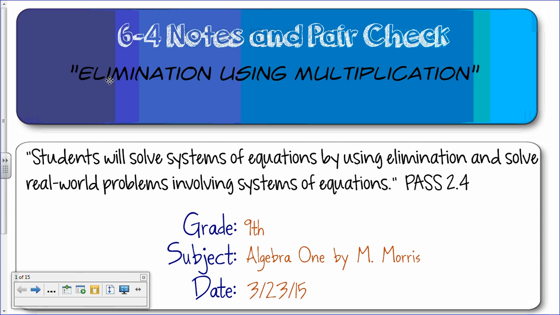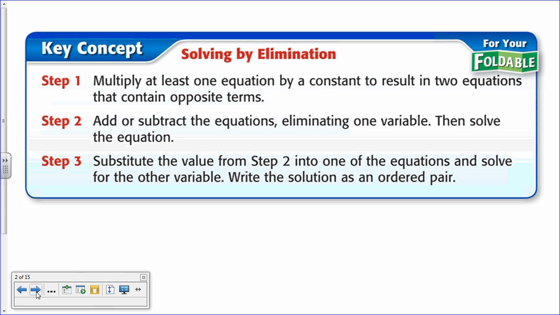All right. Everybody's good, right? Okay. Now, key concept. This is in your notes. Let's go over this real quick. Step 1, you're going to multiply at least one equation by a constant to result in 2 equations that have opposite terms. So the first thing we need to look for is what? Circle this. We need opposite terms. Okay?